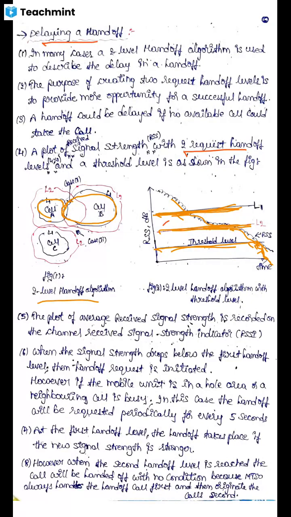But in case 2, you can observe that if we take cell A L1 and cell C L1, both are not connected, both are not intersected. It means at the L1 level the handoff has not taken place. Coming to L2, for cell A L2 area and cell C L2, both are intersected here. It means the handoff was made successfully at the L2 level in the second case. This is about delaying a handoff.